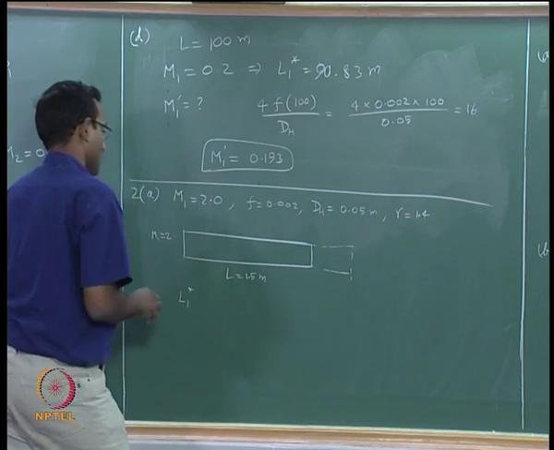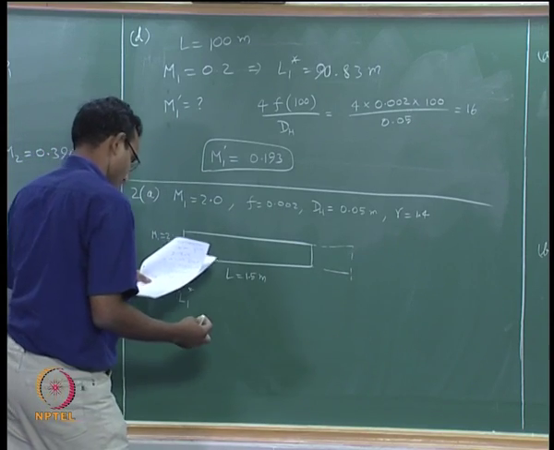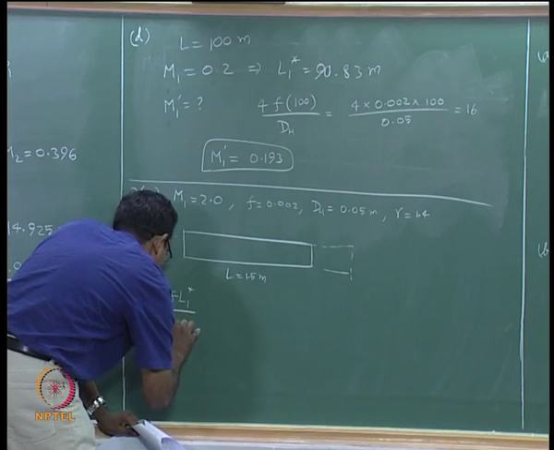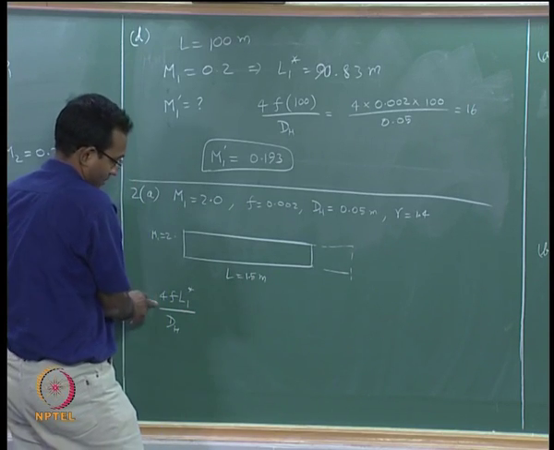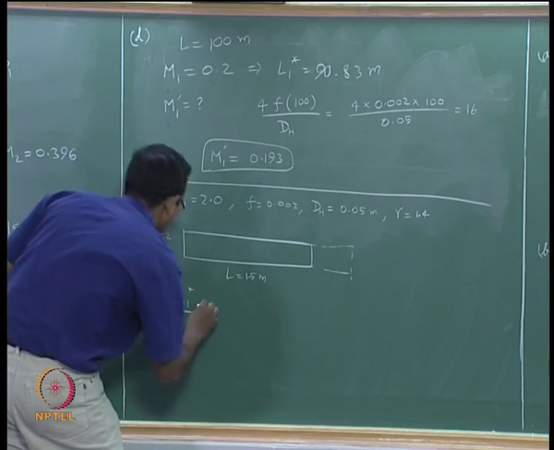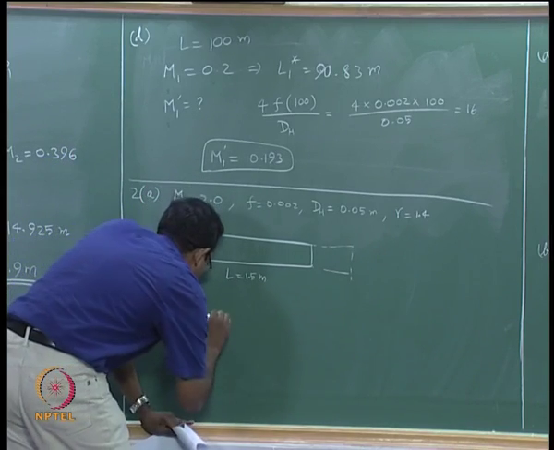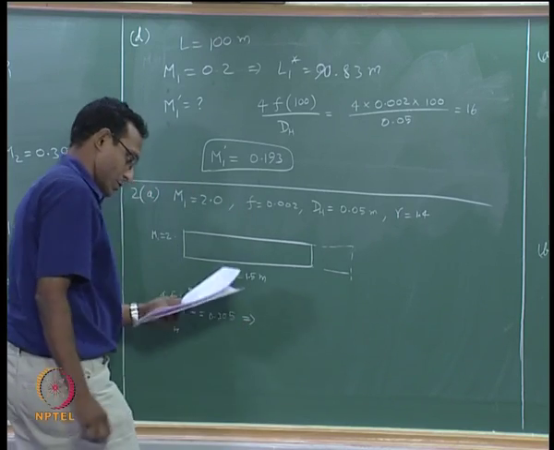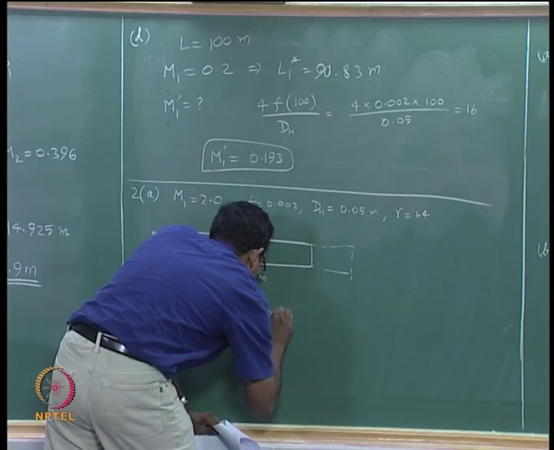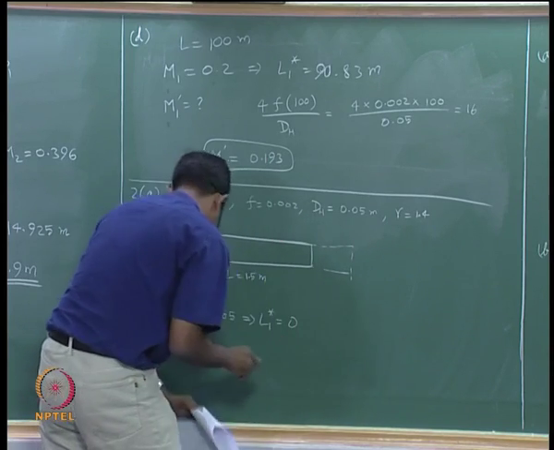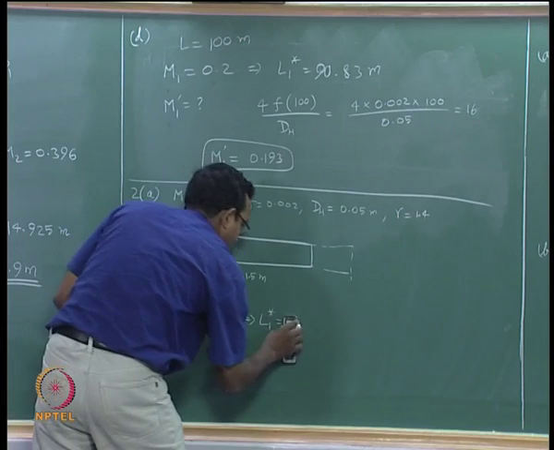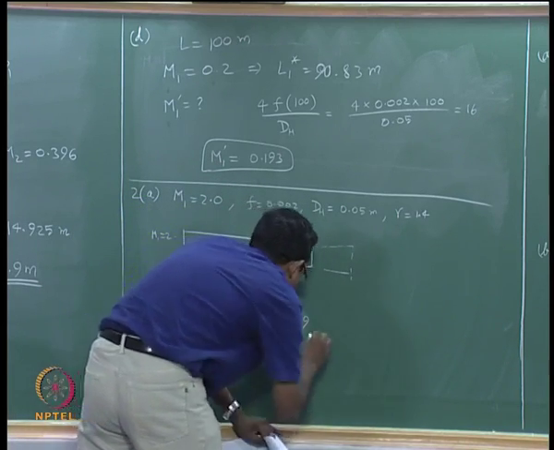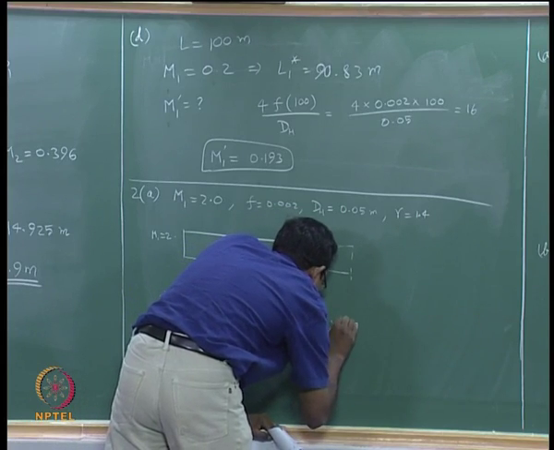If I find 4f L1 star by Dh for this Mach number, for gamma equal to 1.4, I am going to get a number 0.305, which is going to give me L1 star as 1.906 meters.